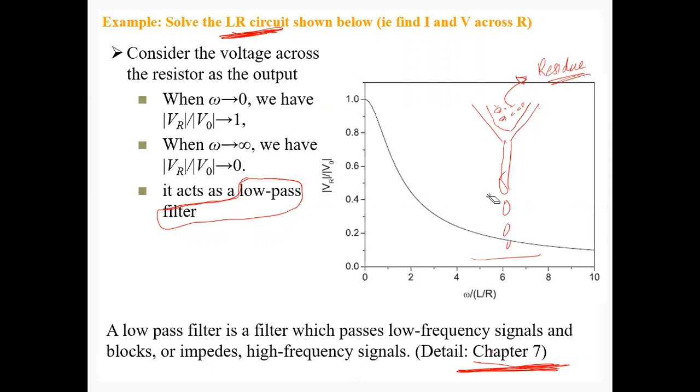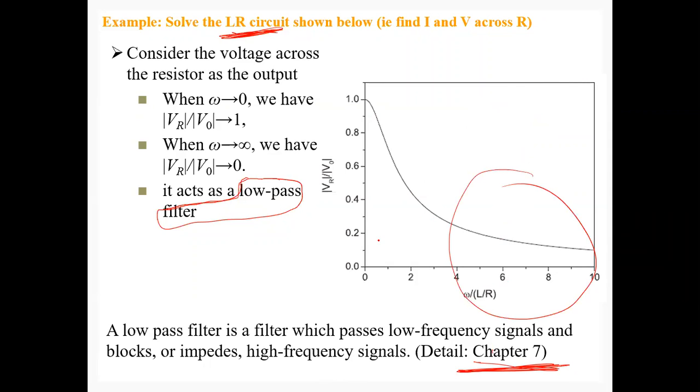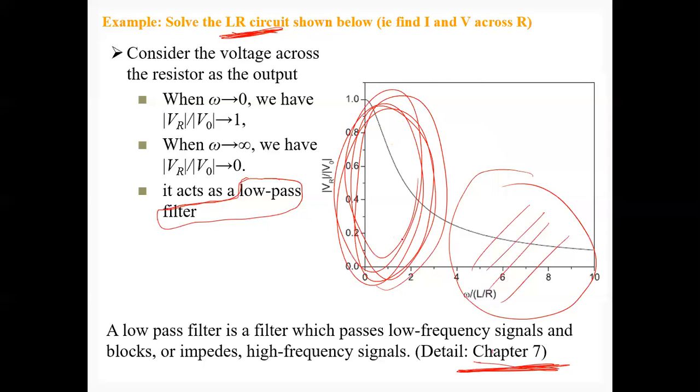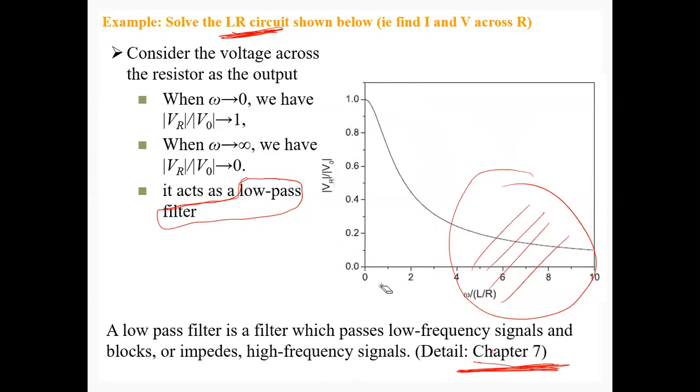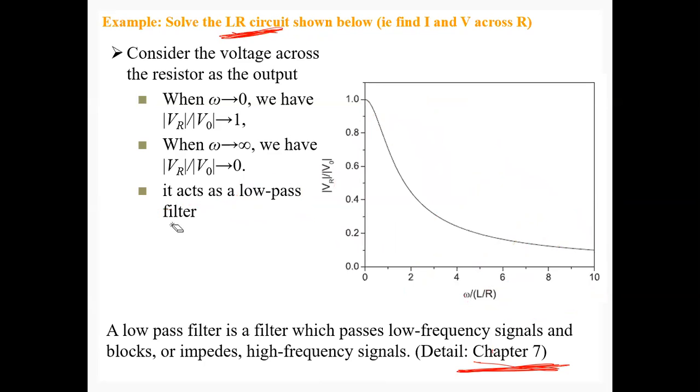So this also acts like a similar filter because it blocks the higher frequency. It is blocked because it is 0, but it lets the low frequency signal pass through it. That's why this behaves like a filter. By the way, this is called a low pass filter because it lets the low frequency pass through it. But in detail, we'll talk about it in chapter 7.